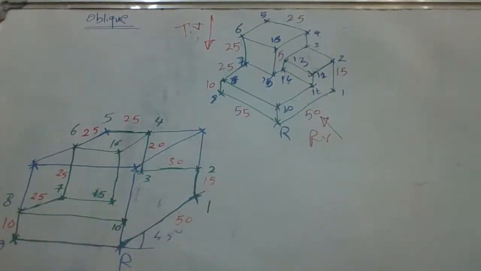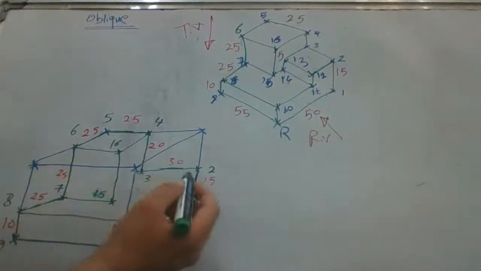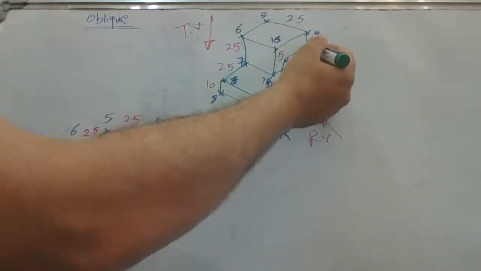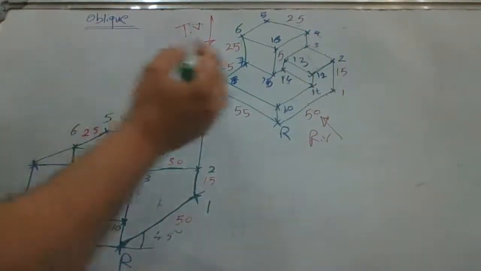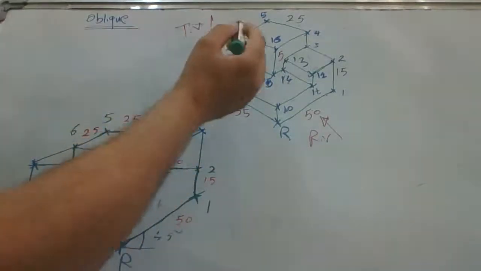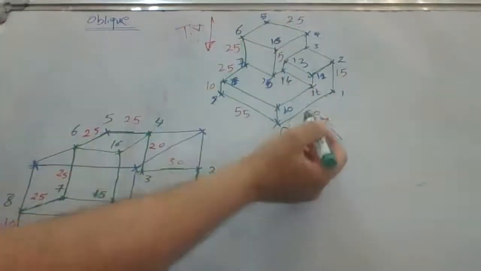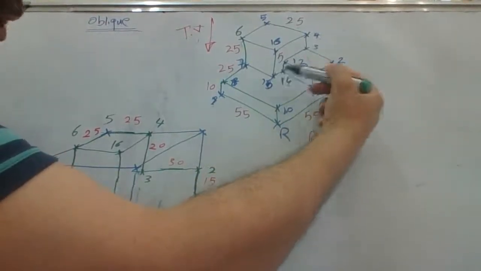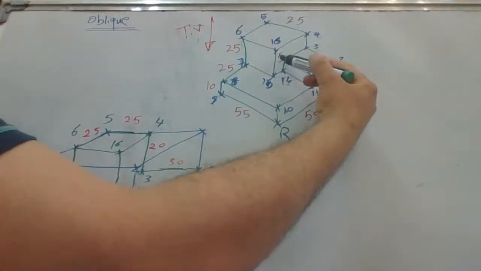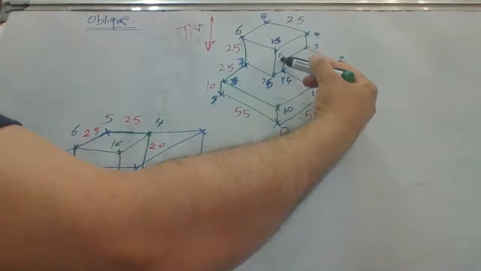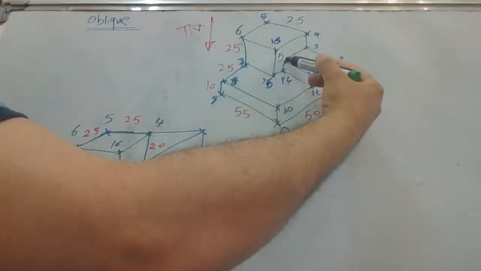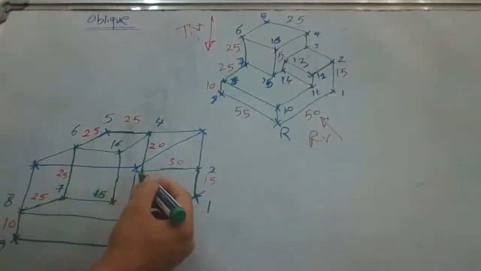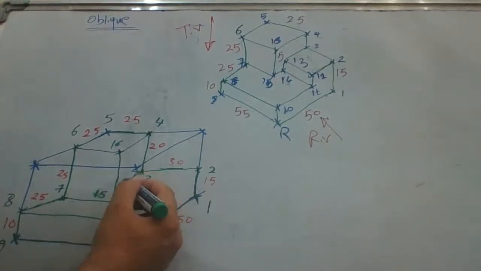Okay. Now, from 3 to 13. The length from 3 to 13, how much? Now, see here, from 8 to 7, 25. That means from 6 to 5, 25, because the total is equal to 50. Now, we can see here from 15 to 14, there is 5 millimeter. So the remaining length from 3 to 13 is 20. So from 3 to 13 is 20 centimeter.